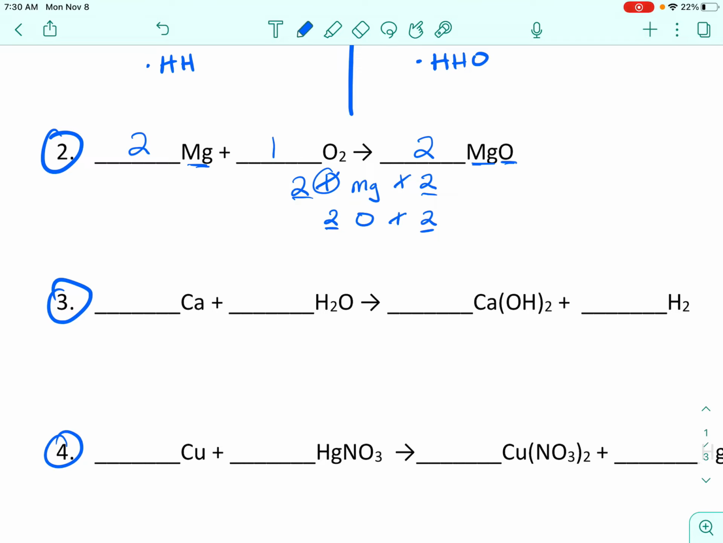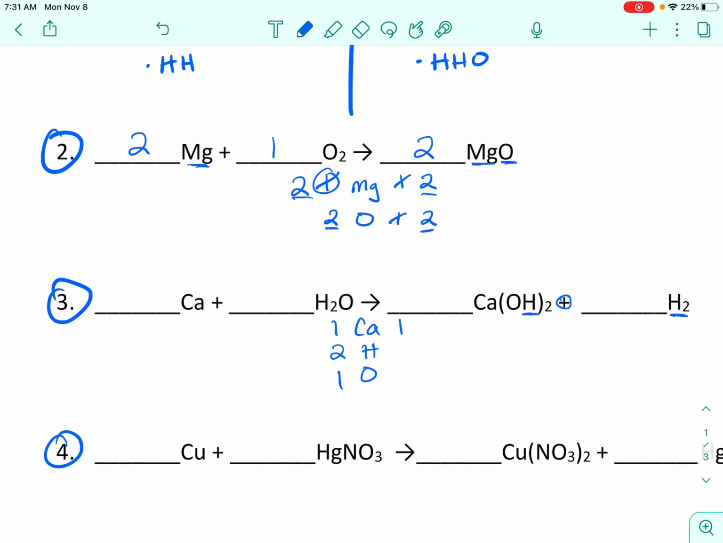So again, if we do it the way we were just doing it on number 2, we're going to have calcium, hydrogen, and oxygen, and you list those right under the arrow. So there's 1 calcium, 2 hydrogen, 1 oxygen on the reactant side. For the products, there's 1 calcium.